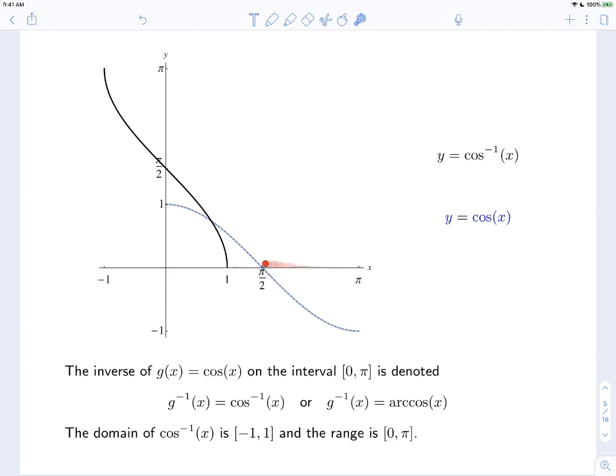So our restricted cosine has domain 0 to pi, so that means the range of our inverse cosine is 0 to pi. Because again, the domain and range between a function and its inverse swap. So the domain of cosine becomes the range of inverse cosine, and the range of cosine becomes the domain of inverse cosine. So the domain of inverse cosine is the interval from -1 to 1, which is the range of cosine, and the range of the inverse cosine is from 0 to pi, which is the restricted domain of our cosine function.